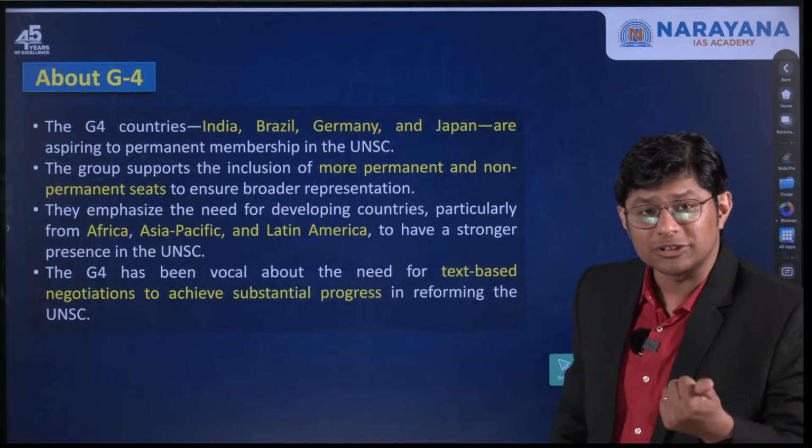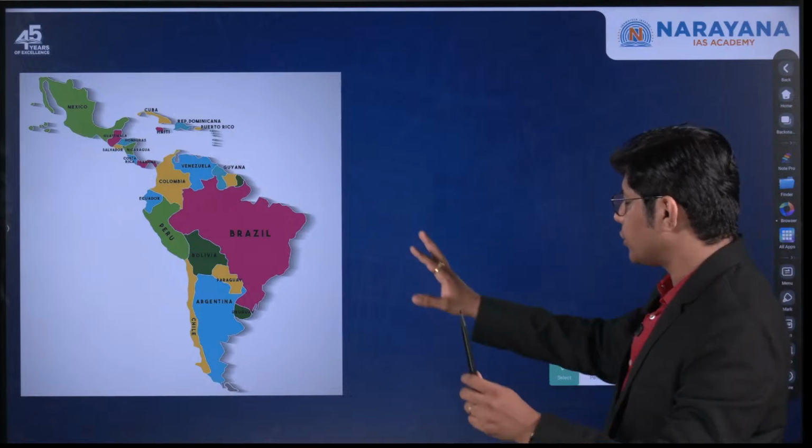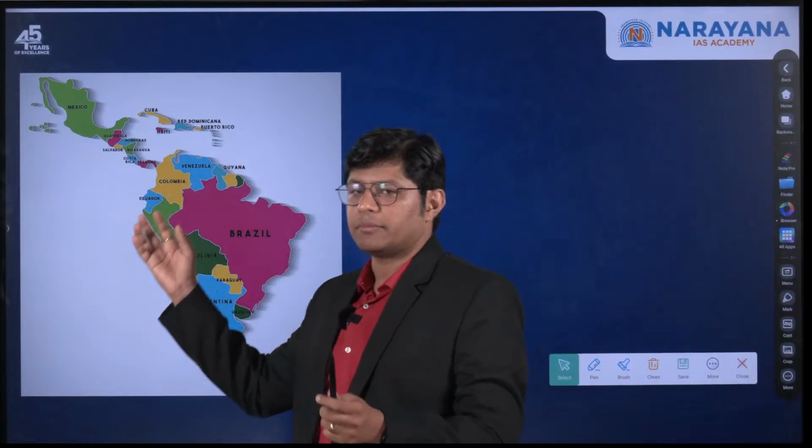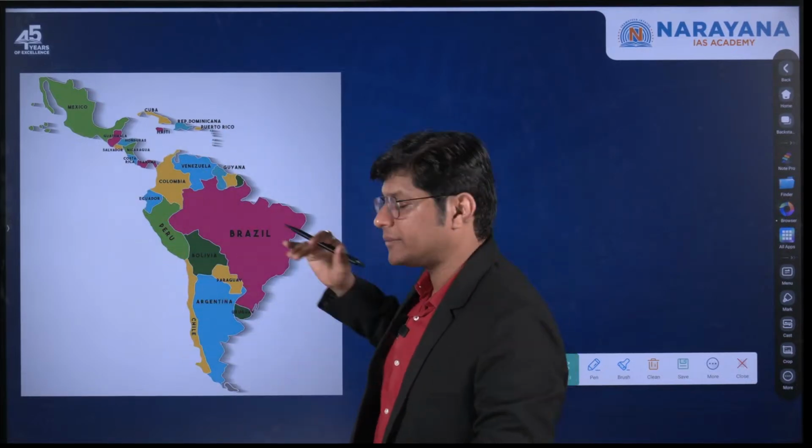So we understood about G69, G4. Now let us try to understand about Latin America. So if you look at this image, this is Latin America, Mexico, the Central American, the Caribbean islands, and the Southern America.